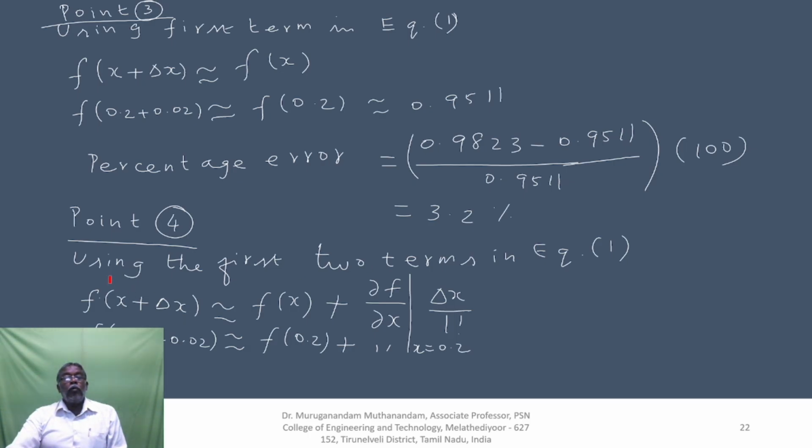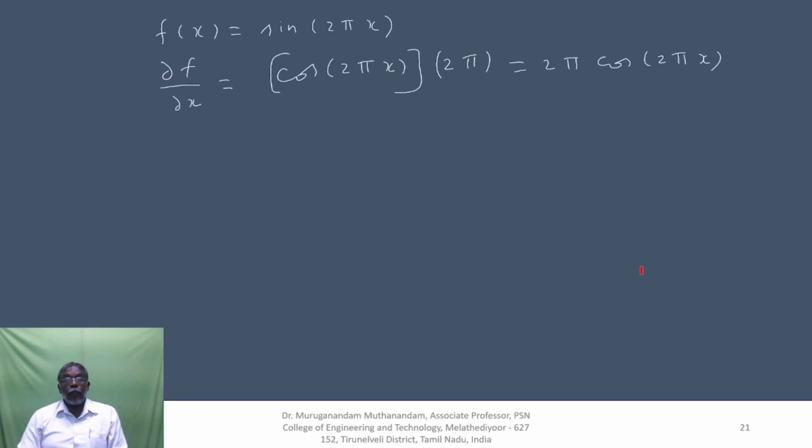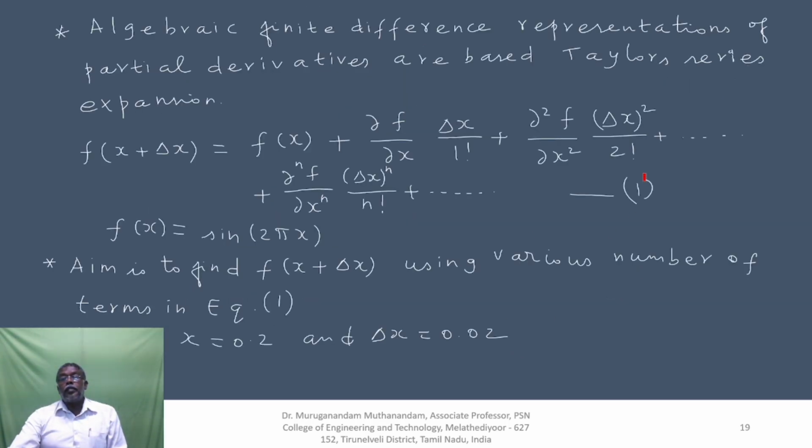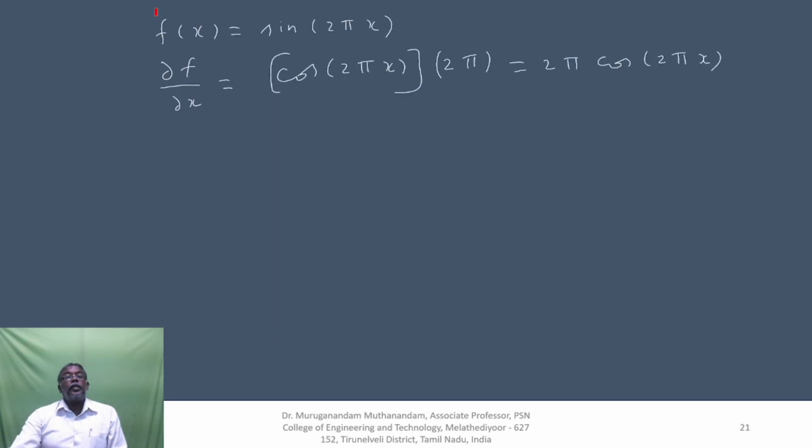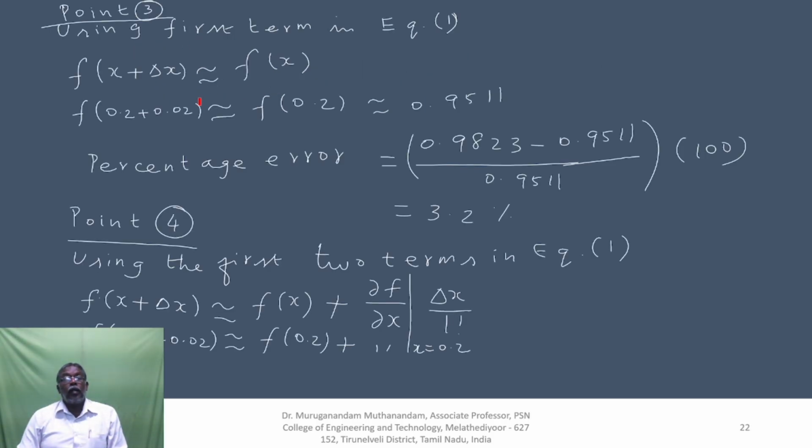Okay, now we are going to use the first two terms in equation 1. In this Taylor series expansion, we are going to use the first two terms on the right hand side, that is the f of x term and the second term, partial f upon partial x into delta x. Once again we calculate f of x plus delta x. Using f of x equal to sin 2 pi x, we obtain the f of x value. Using 2 pi cos 2 pi x, we obtain partial f upon partial x.